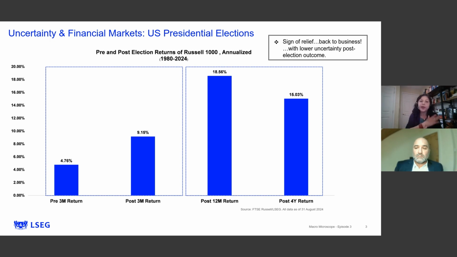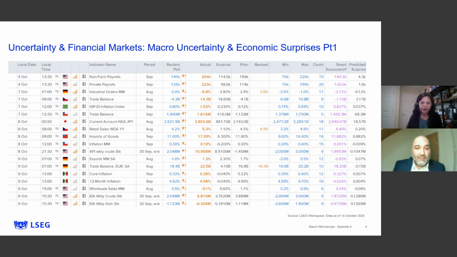The uncertainty is behind us at that point, and given the certainty, things generally improve, and that shows itself in the returns. Now, with that, I am going to hand it over to John. Very good lead up to where we're getting to with macro uncertainty.